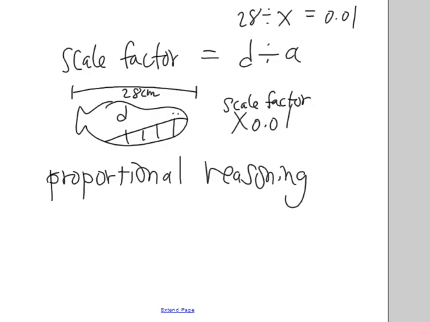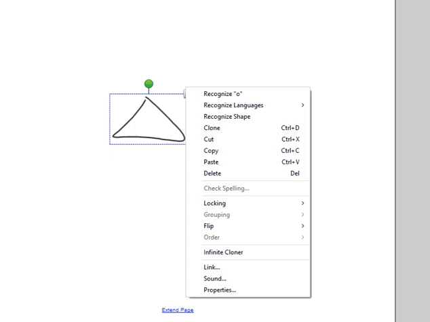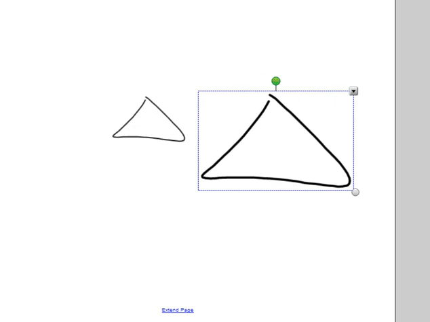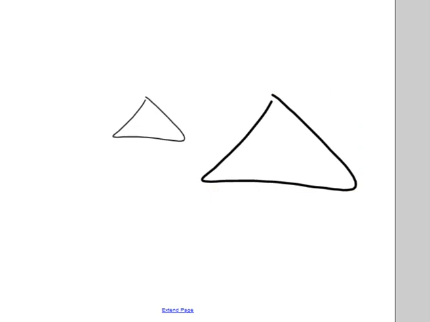Let's go on to the next part on proportional reasoning. If I was to give you a triangle, and I was to then enlarge it, clone it, and bring it over here, and make it larger, and I was to tell you that these two triangles, ABC and DEF, are similar. So ABC is similar to DEF, and this is A, and this is B, and this is C, and this is D, and this is E, and this is F.